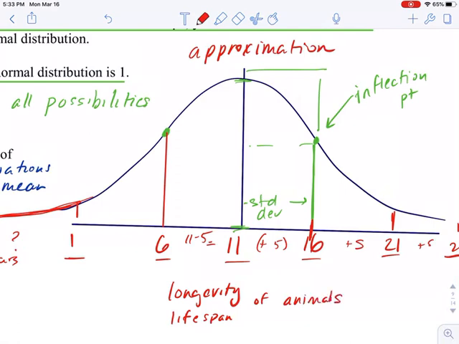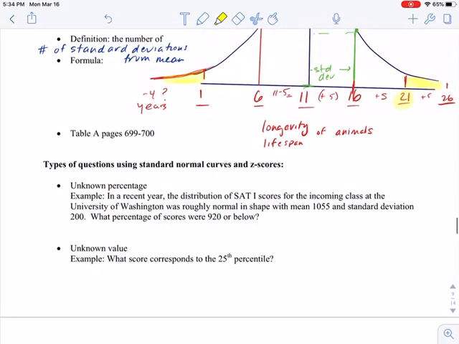So now I have a way to compare animals to each other. I can say, wow, if there's an animal that lives to be 21 years old, there's not very many animals that live to be older than that. If I have a domestic animal, like maybe a gerbil that only lives to be 1 year old, that's also kind of an unusual case.